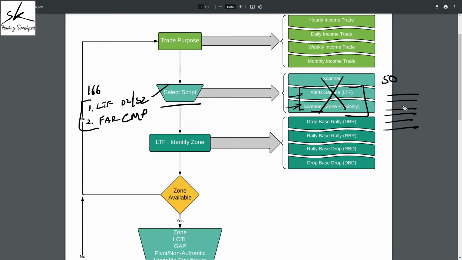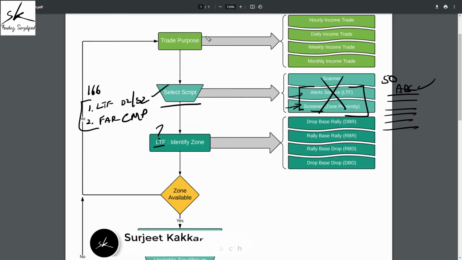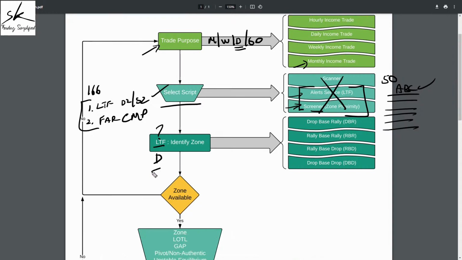So let's assume wherever my process was, I applied that process. I got a list of symbols in which the very first one is ABC, and that is what I want to start my analysis with. So now we'll go to the lower time frame. The question is, what is my lower time frame? We got the answer from our step number 1: as a monthly income trader, our time frames were monthly, weekly, daily, and 60. Out of which daily is my lower time frame. So I'll go to the daily chart.